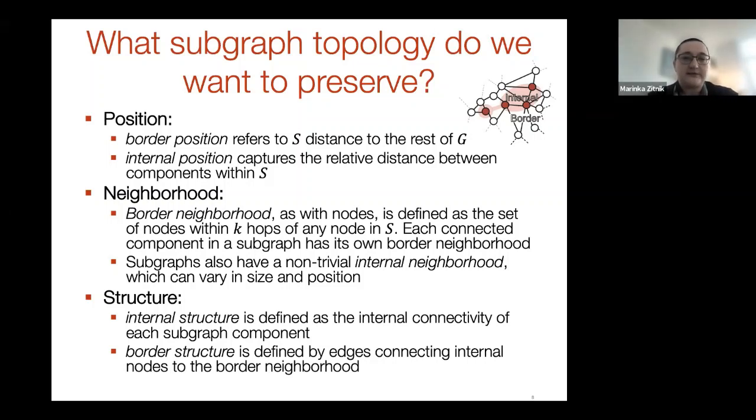And so what that means is that we now have 3 properties or aspects of subgraph topology that we are focusing on: position, neighborhood, and structure. And we want to preserve them from 2 standpoints, in the sense that we want to preserve both internal information as well as information that describes how the subgraph relates to the rest of the graph.